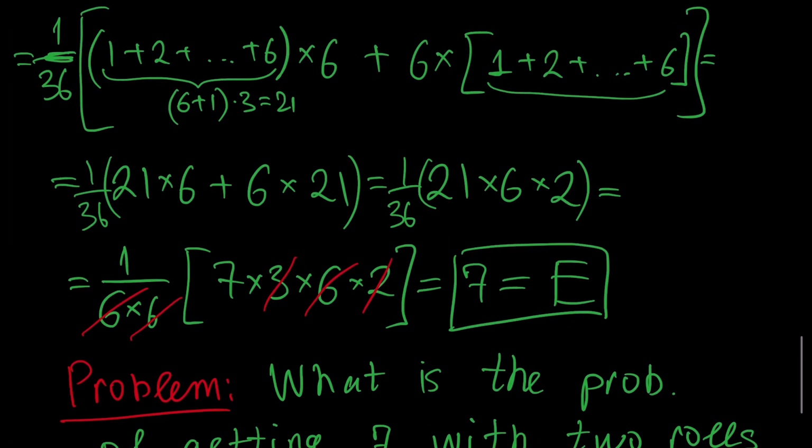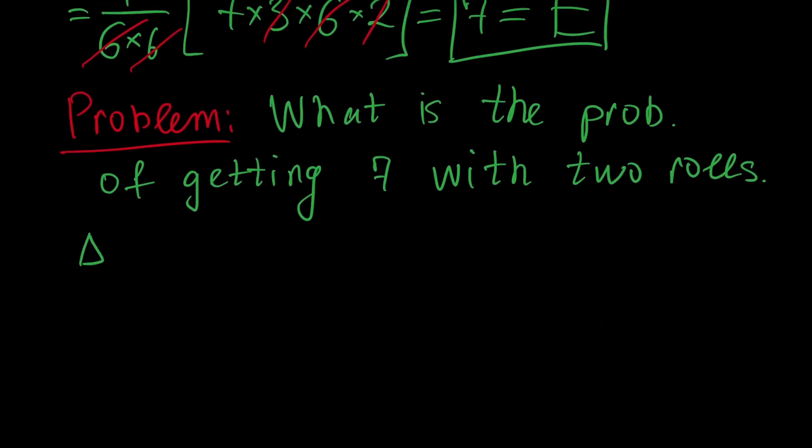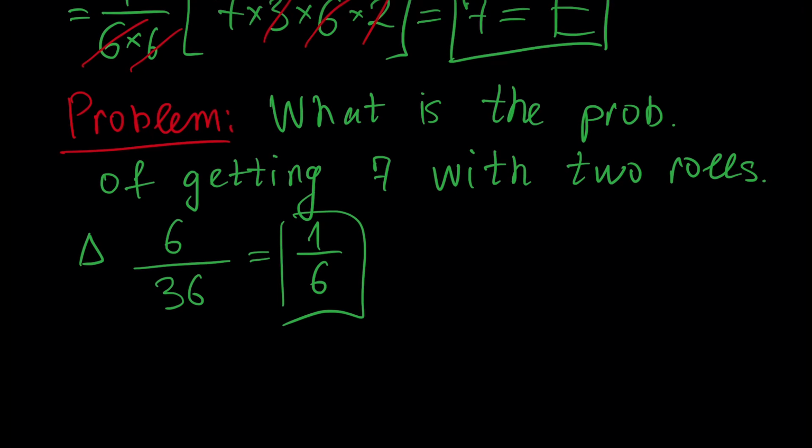So the probability, obviously, is equal to 6, the number of outcomes when 7 is the sum of these 2 rolls, divided by the total number of outcomes, and the answer will be 1 over 6. So the probability of getting 7 in 2 rolls is 1 over 6.